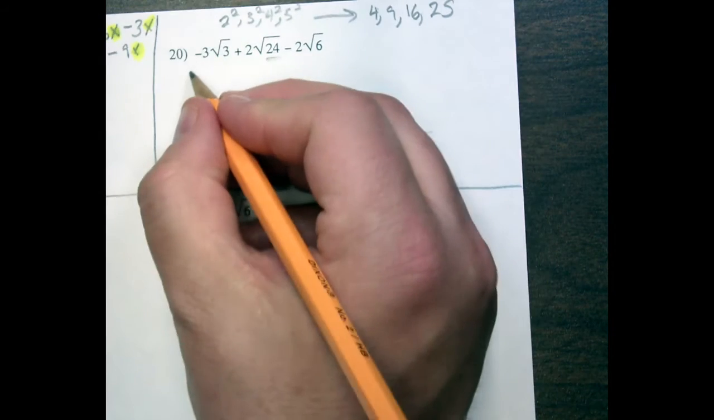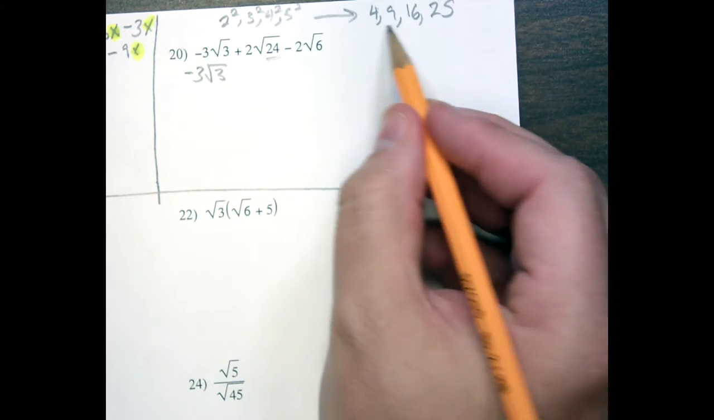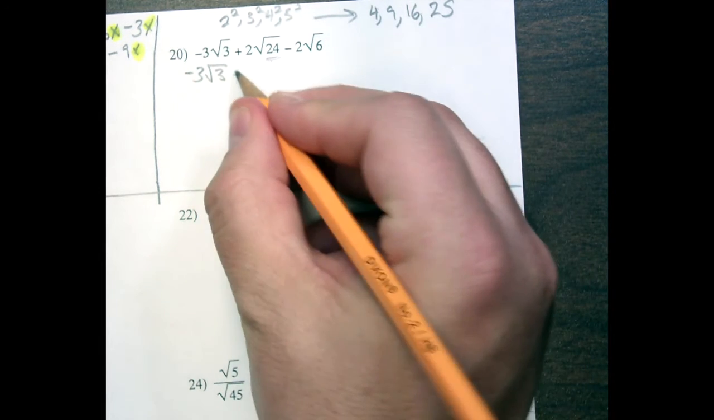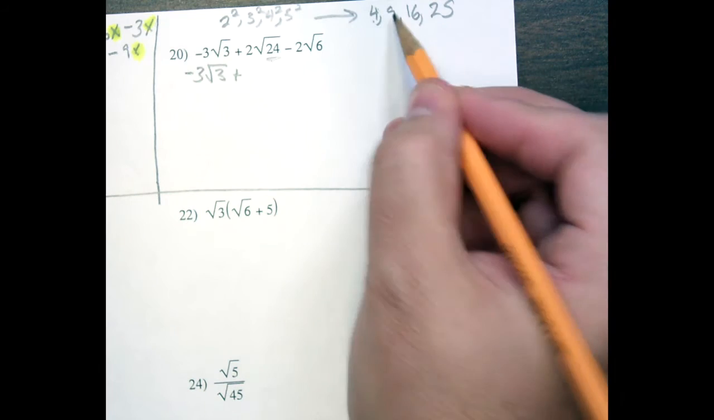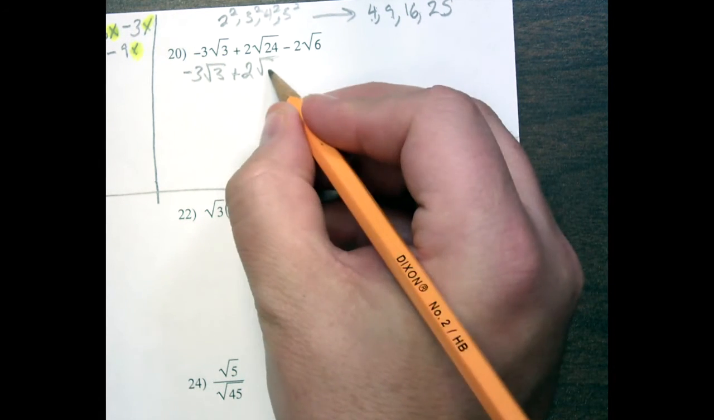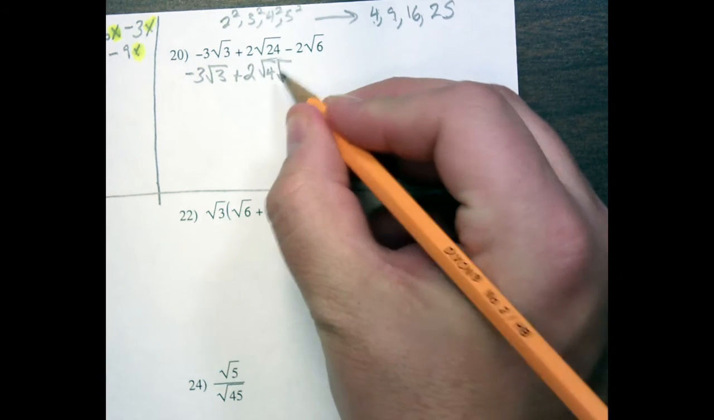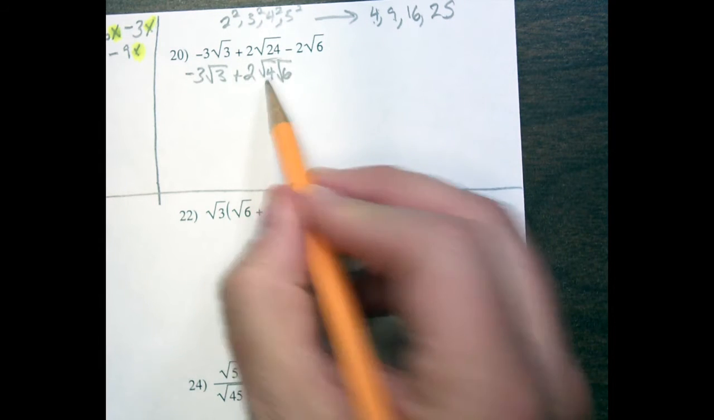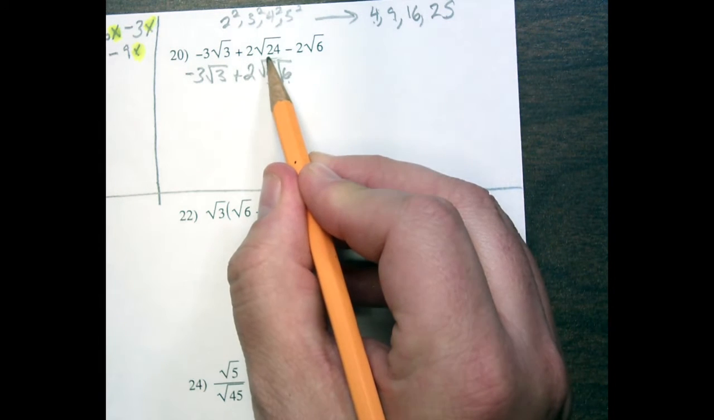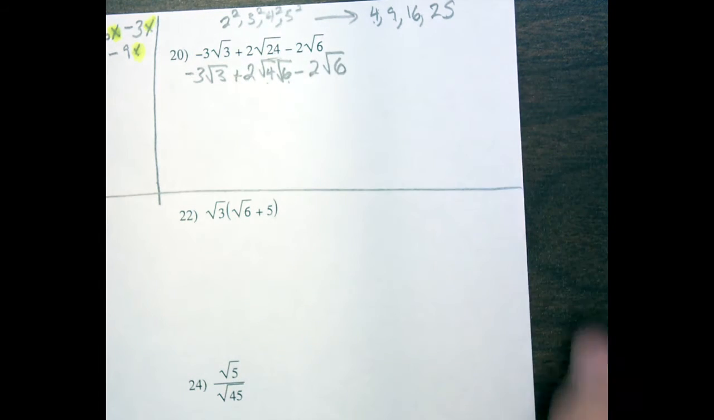Alright, so I can't reduce this anymore. I noticed that 24 is divisible by 4, but not 9, not 16, and not 25. So I could say the square root of 4, what times 4 gives me 24? 6. So I'm going to multiply that by the square root of 6. In other words, 4 times 6 equals 24. Does that make sense? Okay. So then I'm going to tack on this minus 2 times the square root of 6.